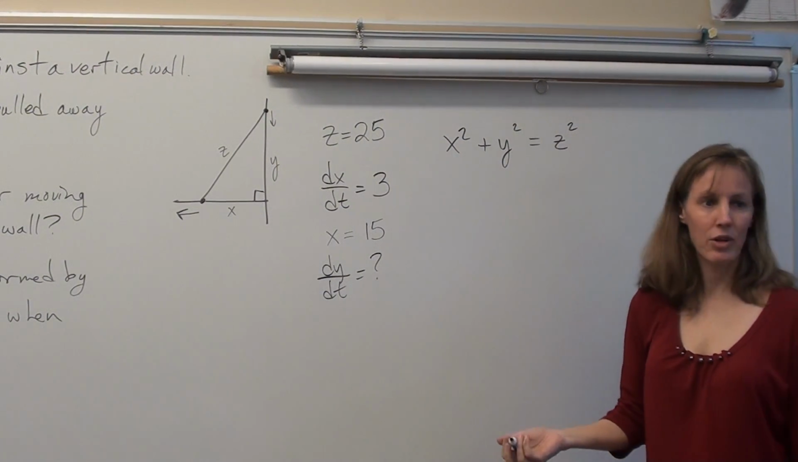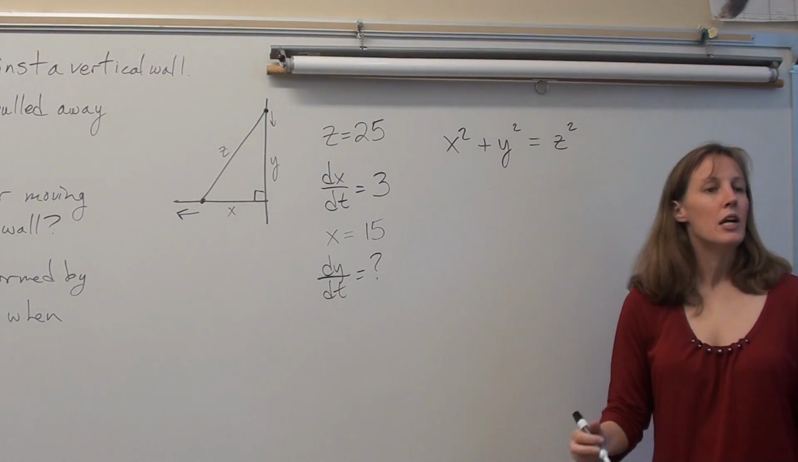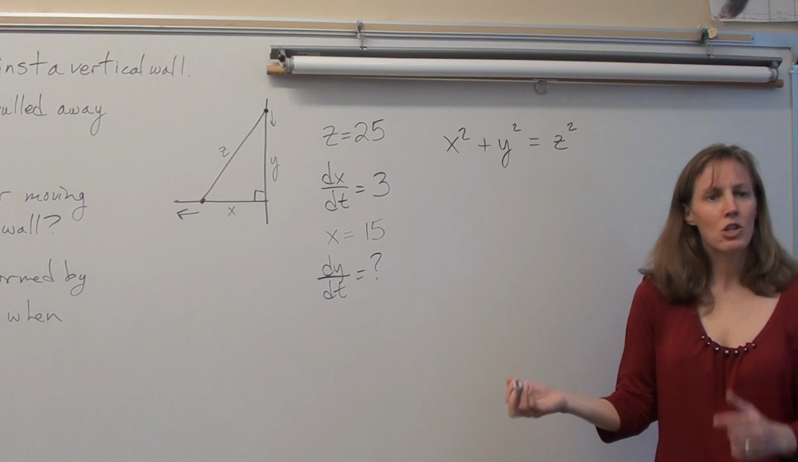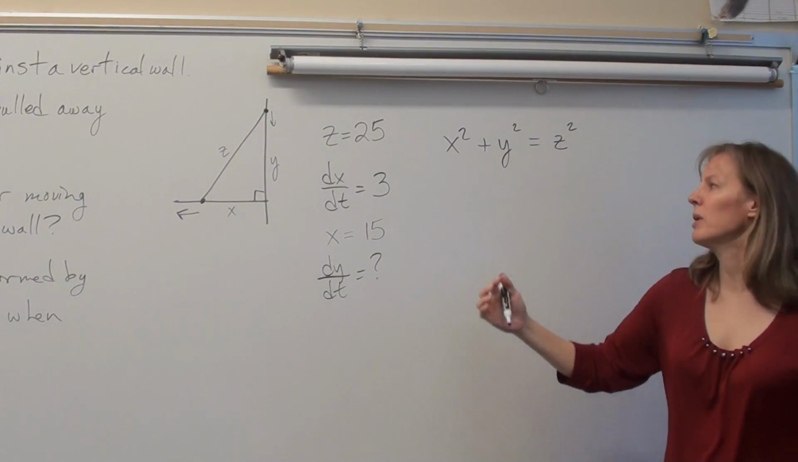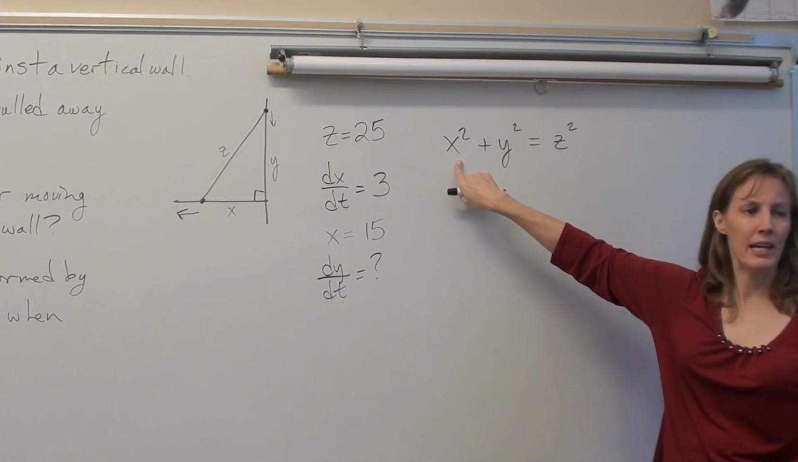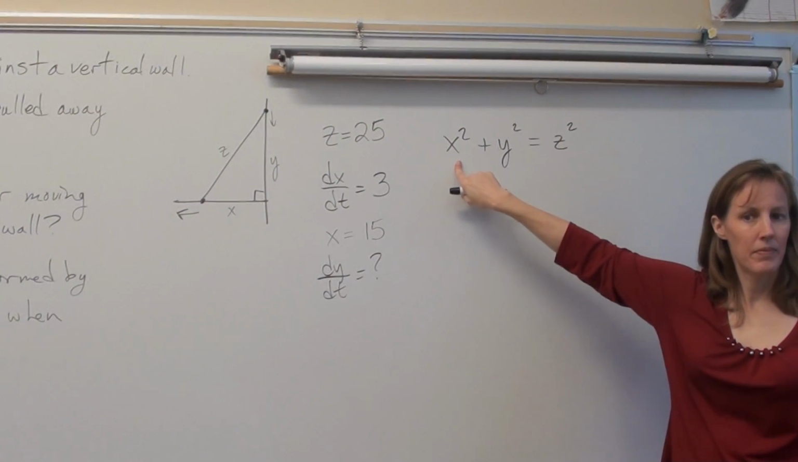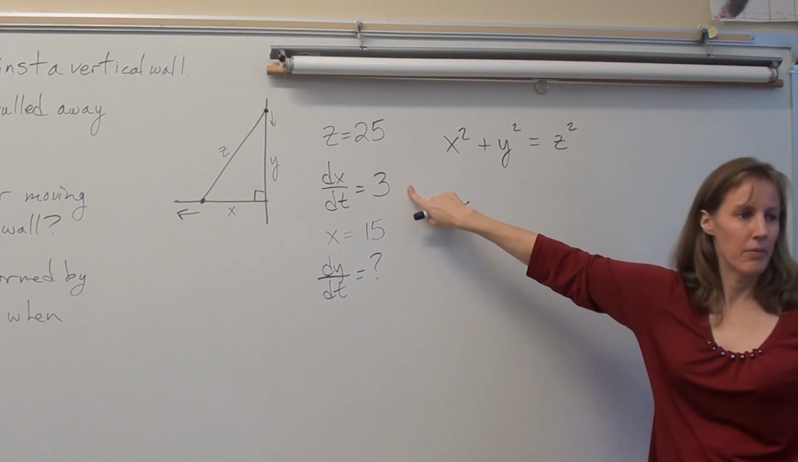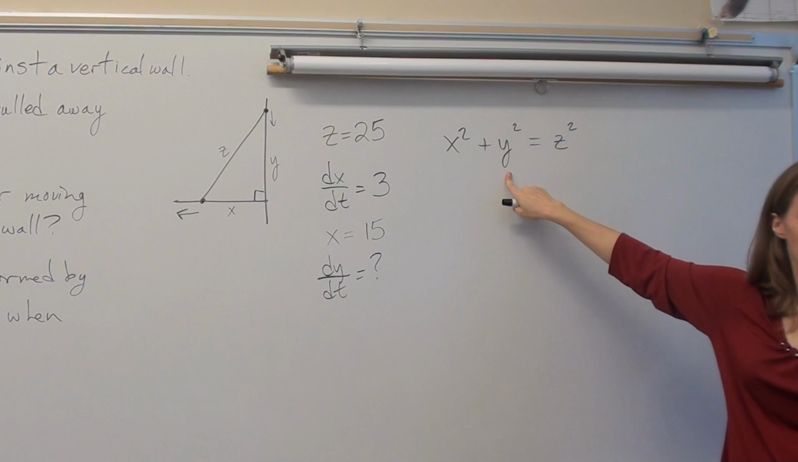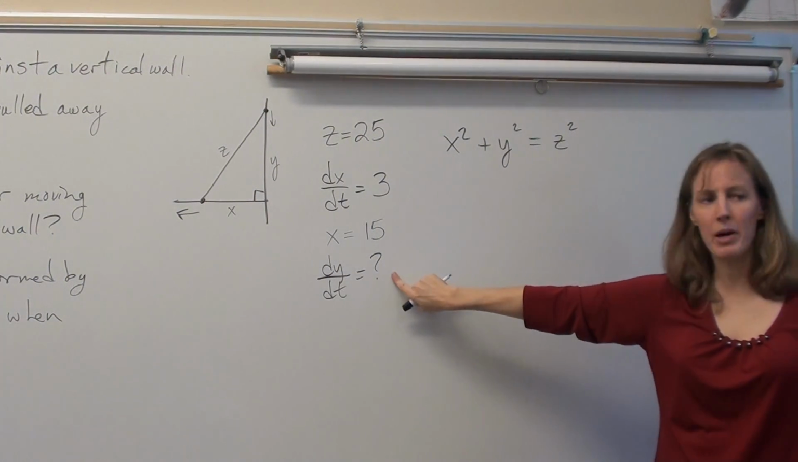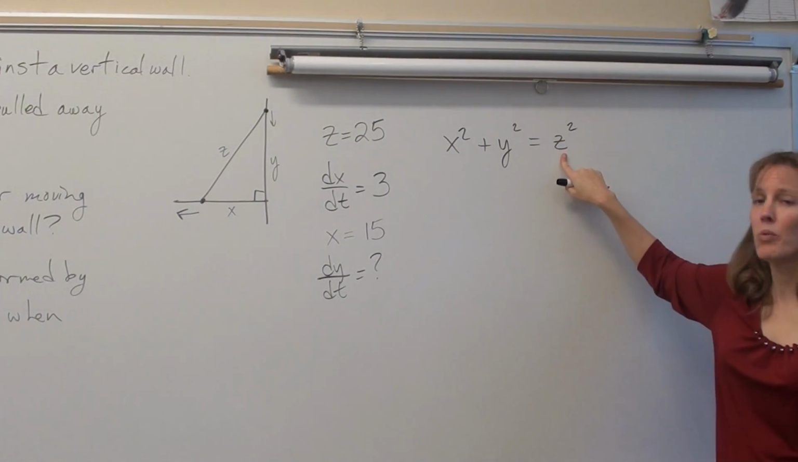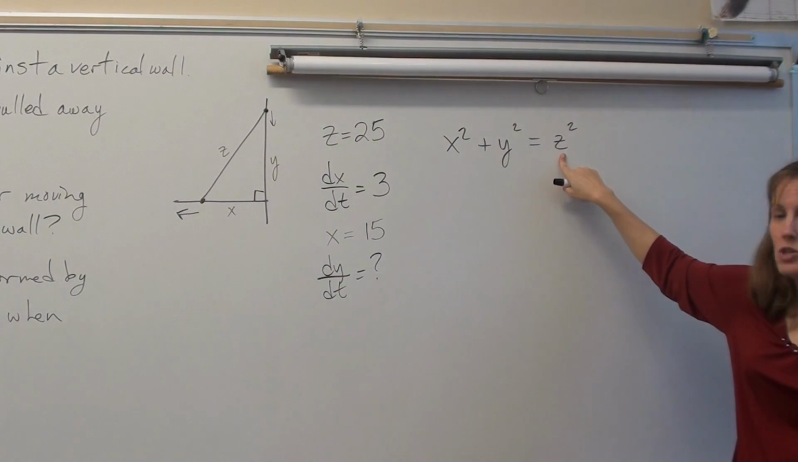All right, so here we go. We have an equation, it relates our variables. Now we're going to check and make sure we either know or want all the rates. Do we know or want dx/dt? Yes, we know dx/dt, it's right there. Do we know or want dy/dt? Yes, we want dy/dt, it's right there. Do we know or want dz/dt? No. We don't know it, we don't want to know it.